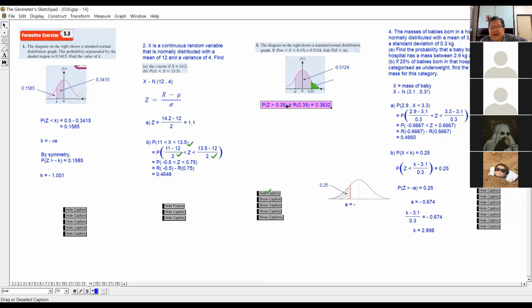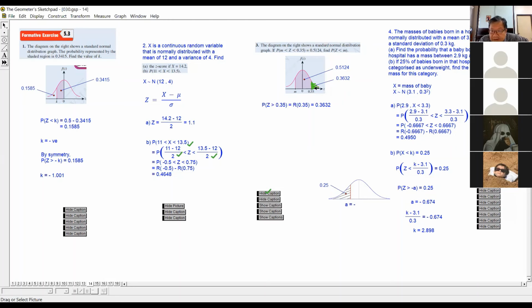The probability of z greater than 0.35, I use the calculator. This is a problem where you are given the z-score, find the probability. So I use the calculator, I type R 0.35. So the answer is 0.3632. It means that this green area here is 0.3632.